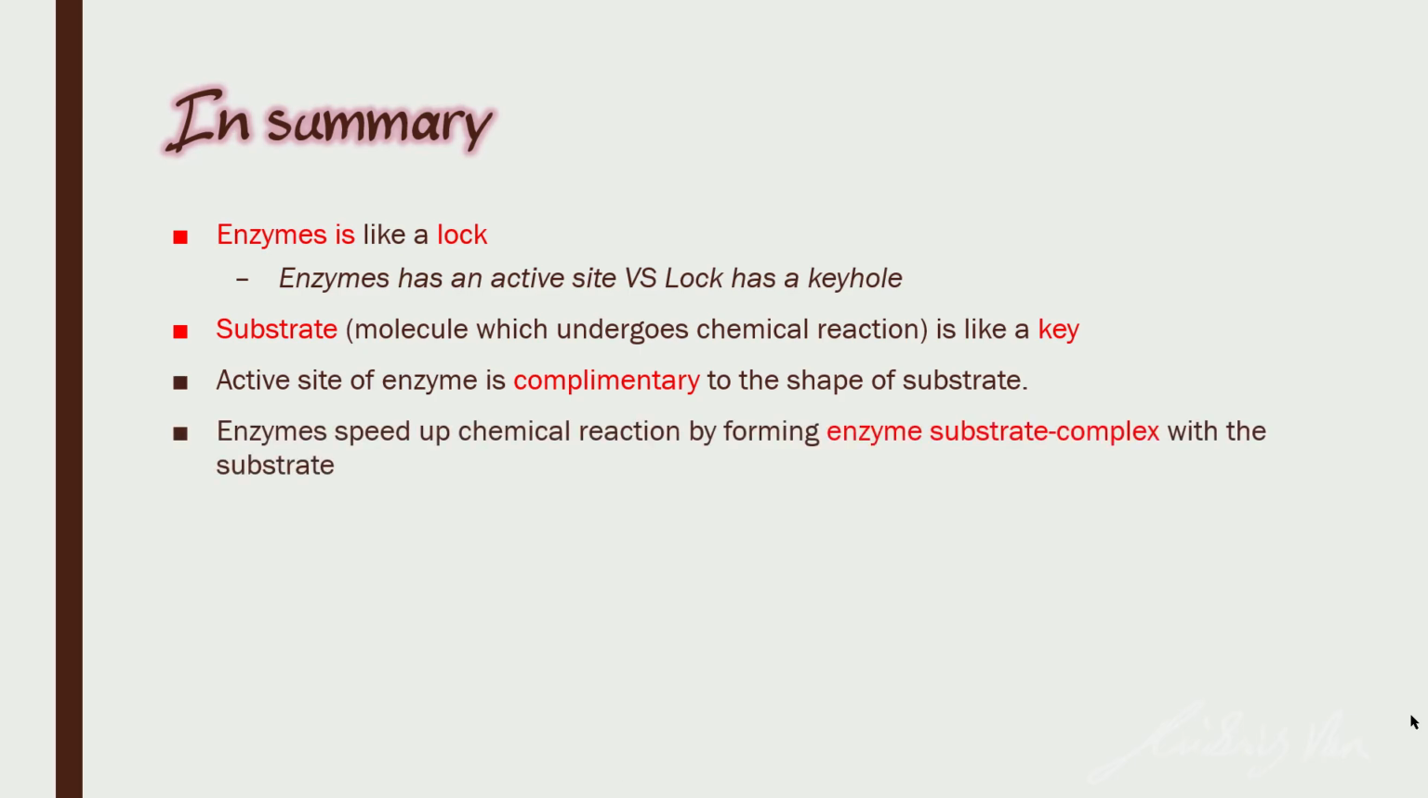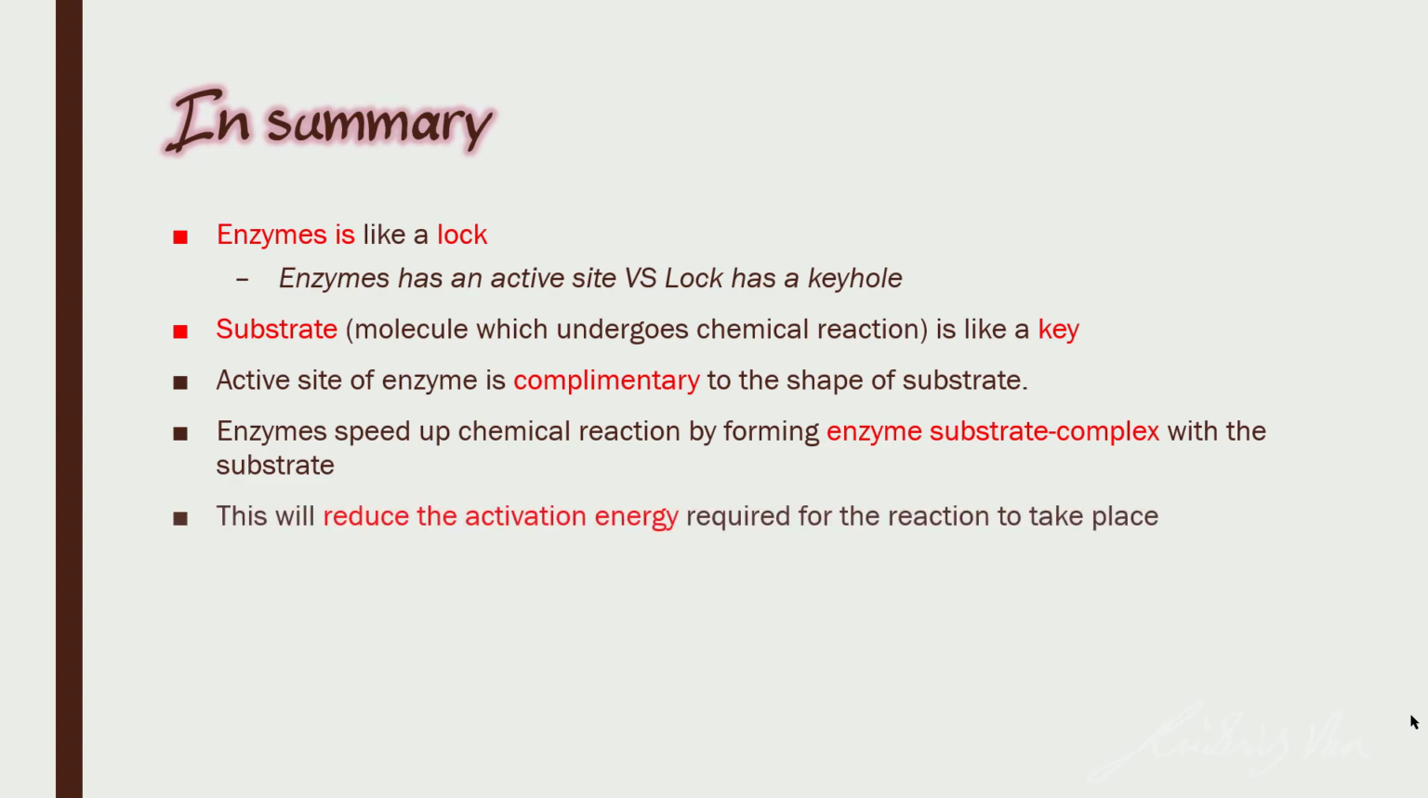Enzymes speed up chemical reactions by forming enzyme-substrate complexes. By forming an enzyme-substrate complex, this will reduce the activation energy required for a reaction to take place, because the enzyme will interact with the substrate, causing the bonds of the substrate to be weakened or strengthened, allowing the reaction to occur at a lower energy level.